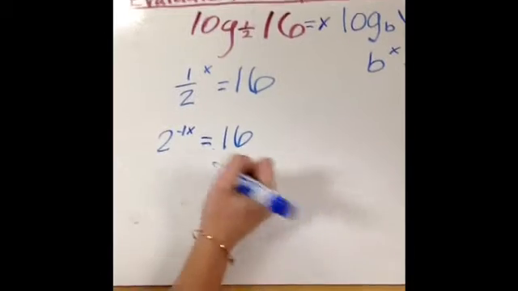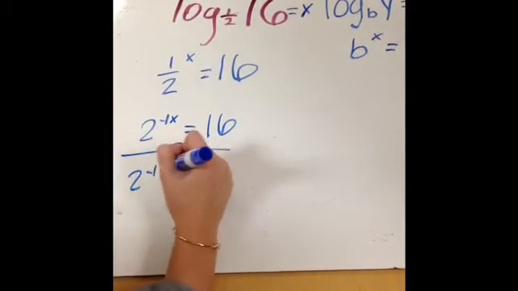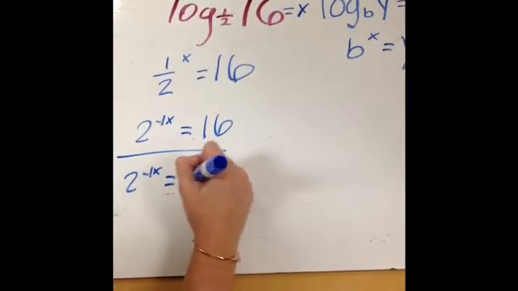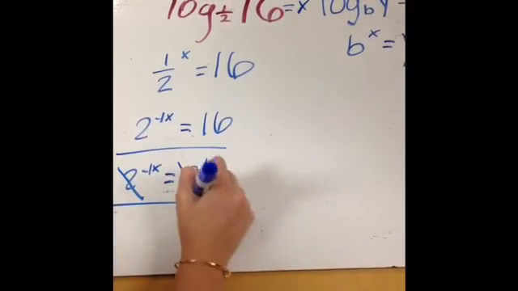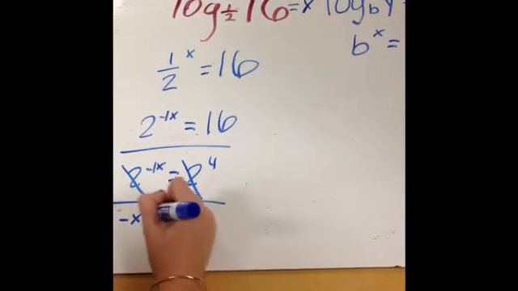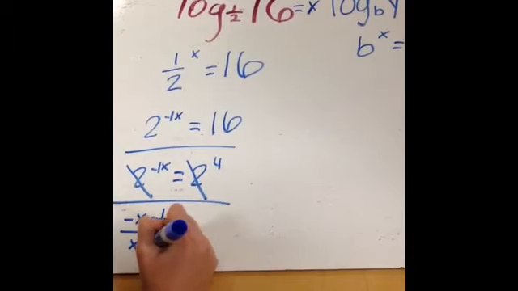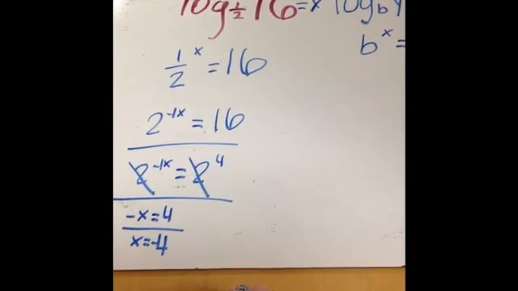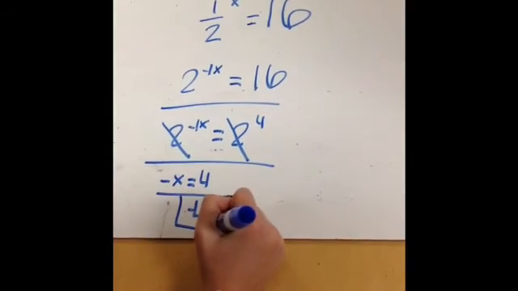And then we need to have the same bases, so we're going to rewrite 16 as 2 to the 4th. And now you cross out the bases, and you set negative 1x equal to 4. So x is negative 4. And just like last time, the x is there only to help you solve it. So the value is negative 4.